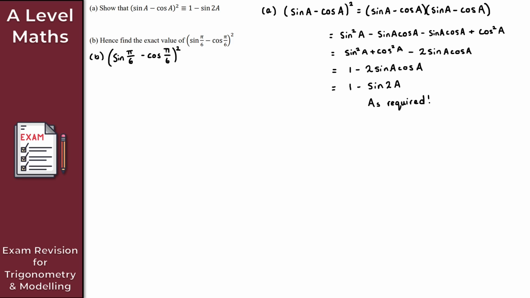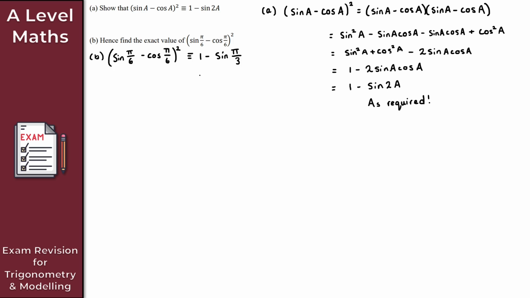Okay. So how does this here then connect to what we had in part A? Well, the only difference here then is our A then is pi over 6, right? So it's sine of A, where A is pi over 6, minus cos of A, where again, A is pi over 6. And we know then that this expression here is identical to 1 minus sine of 2A. So this expression here then is identical to 1 minus sine of 2A. So A here was pi over 6, so 2A then would be 2 lots of pi over 6, which is just the same as pi over 3. So what we get here then is 1 minus sine of pi over 3.